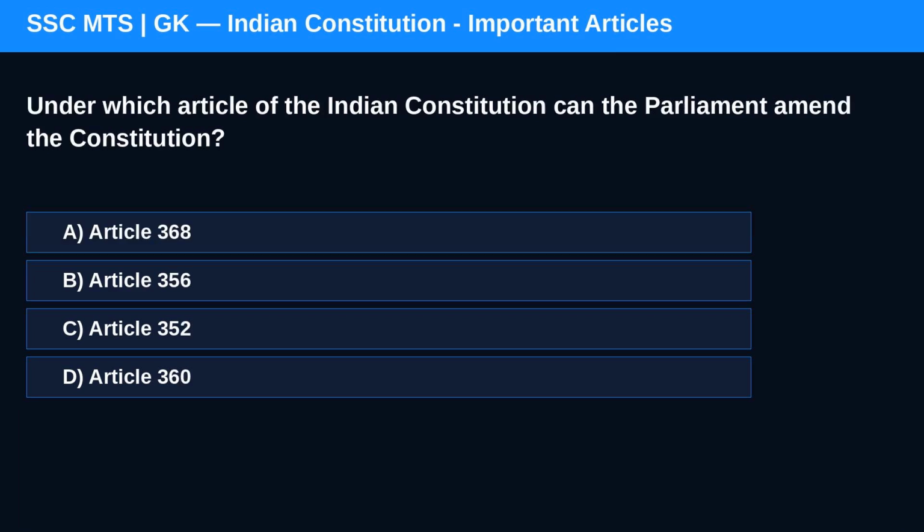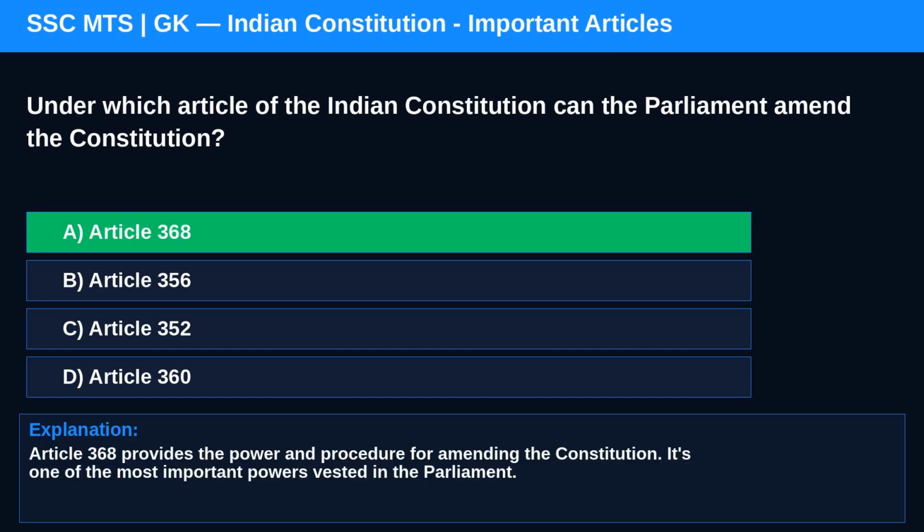Question 2. Under which article of the Indian Constitution can the Parliament amend the Constitution? Option A, Article 368, Option B, Article 356. Correct answer is A. Article 368 provides the power and procedure for amending the Constitution. It's one of the most important powers vested in the Parliament.